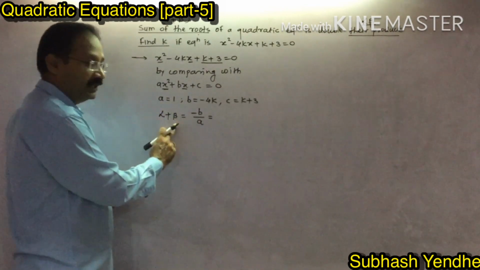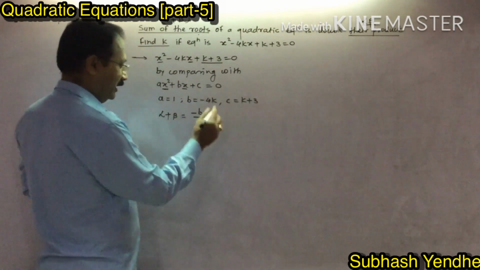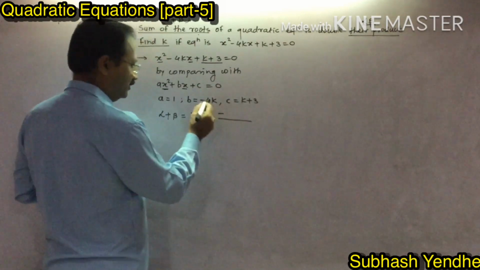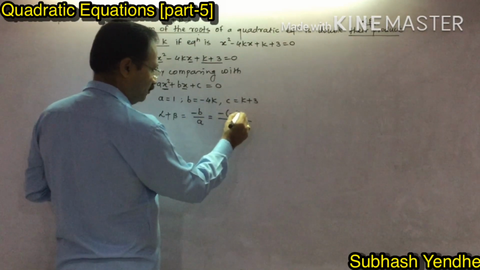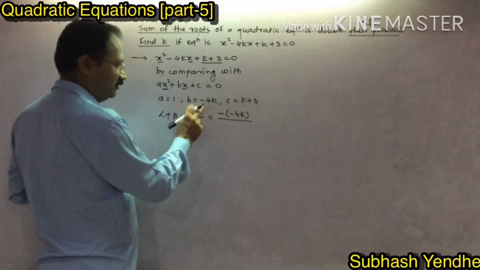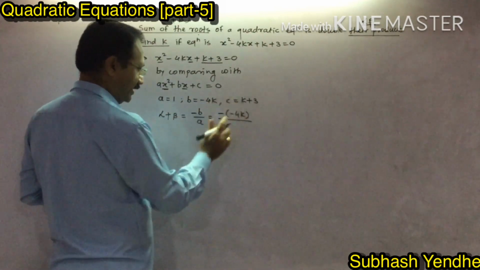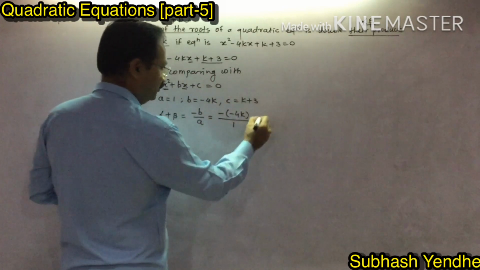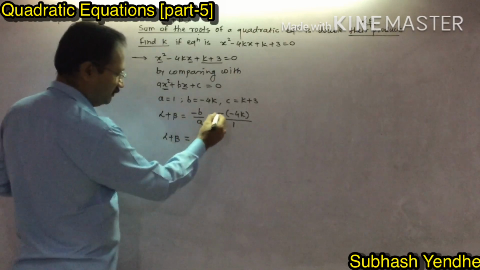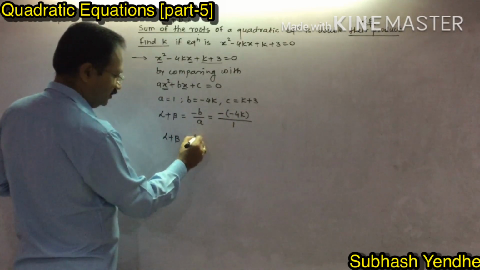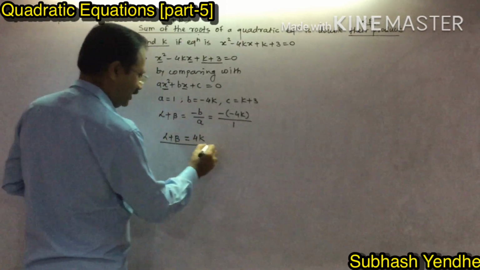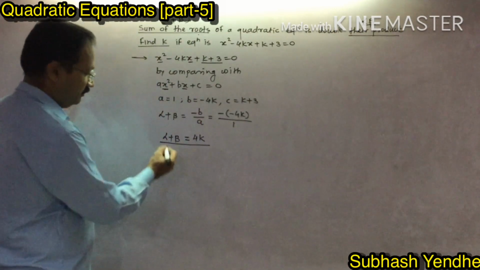Its formula, I told you, is minus b upon a. So minus remains as it is. Its value is minus 4k. This minus sign is here and its value is minus 4k, so it should be in bracket. A is 1. So what do you get? Alpha plus beta equals minus of minus 4k upon 1, which means 4k. So this is the value of alpha plus beta.